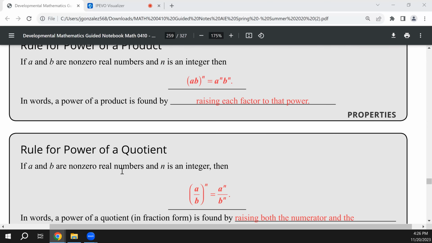Same. The quotient is really an extension of the product. Same type of deal. If you have a power on an entire fraction, each one gets the power, just like the product did. There's no real difference.